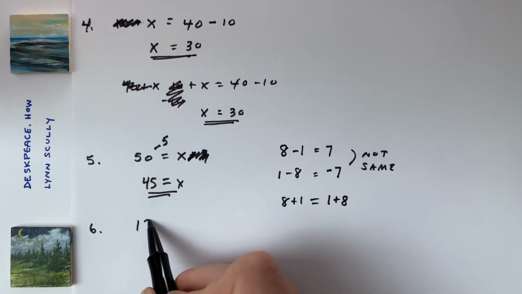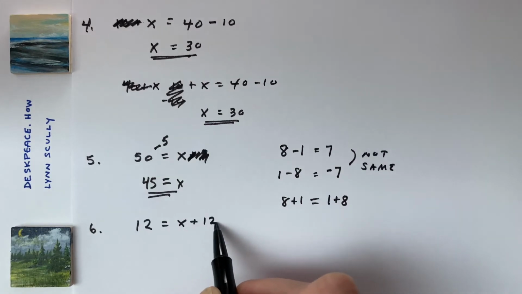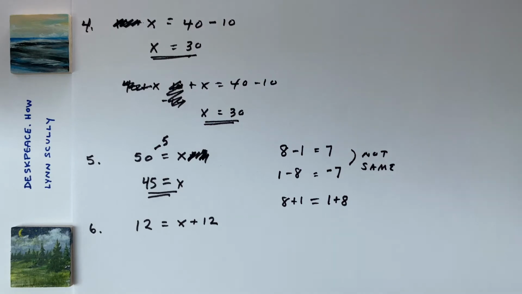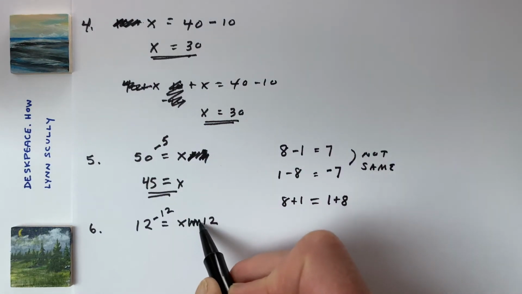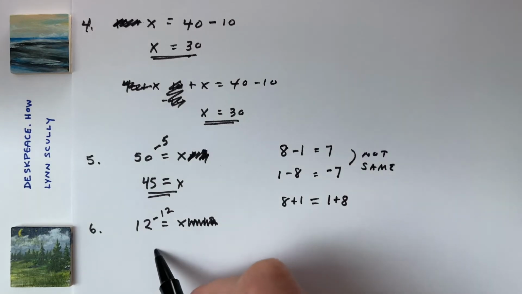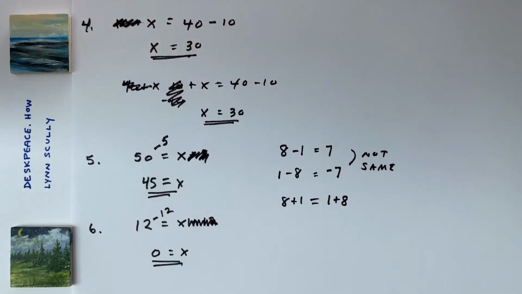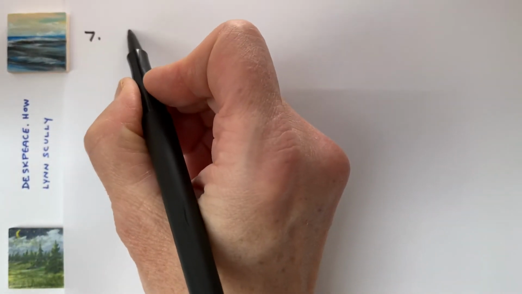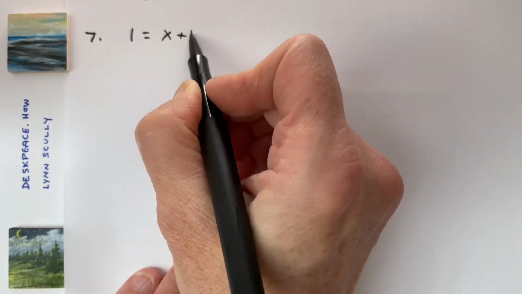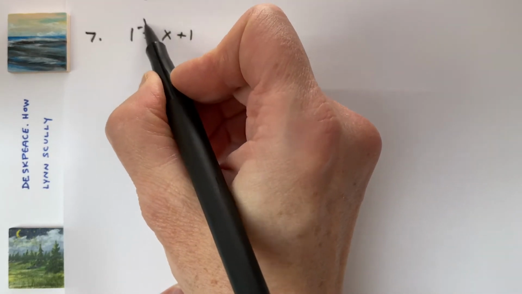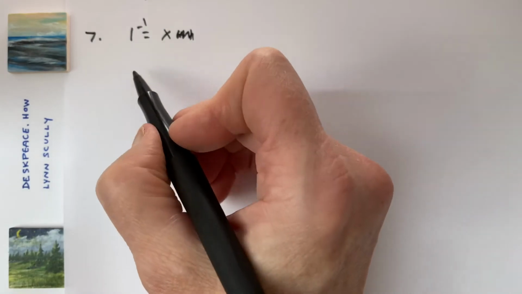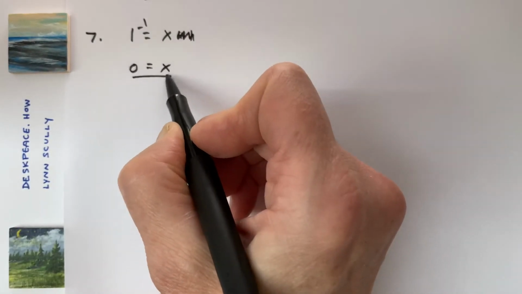Let's try number 6. We have 12 is equal to x plus 12. Okay, my x is right here. It's got something attached by addition, so I want to move it to the other side of the equal sign by subtraction. I didn't leave room again. Okay, what is 12 minus 12? 0. So x equals 0. Let's move on to number 7. We have 1 equals x plus 1. I want to get the x alone. 1's attached by addition, move it to the other side by subtraction, and it's gone. What is 1 minus 1? 0. x equals 0 again.